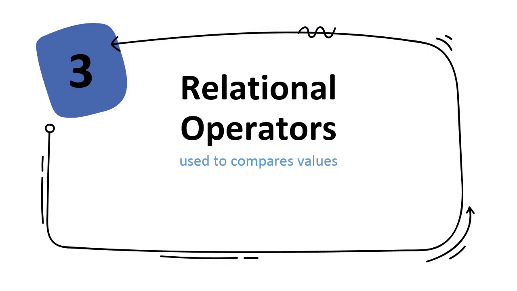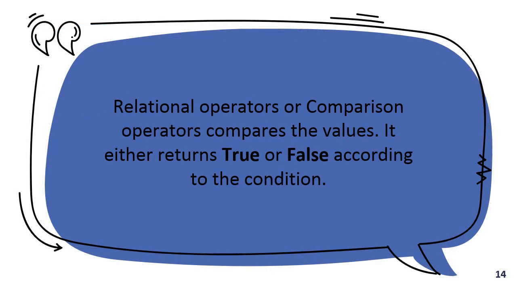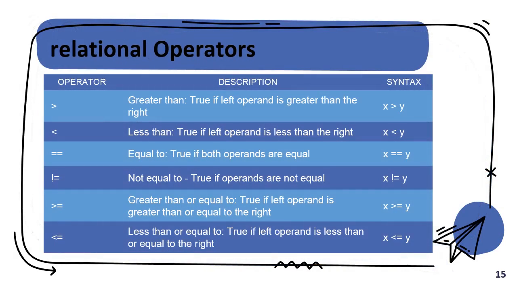The third one is relational operators, which are used to compare two values assigned to a particular variable. Relational operators, or comparison operators, compare the values. They return either true or false according to the condition. These are the various relational operators.